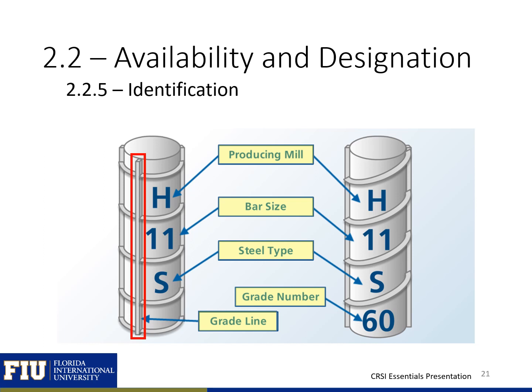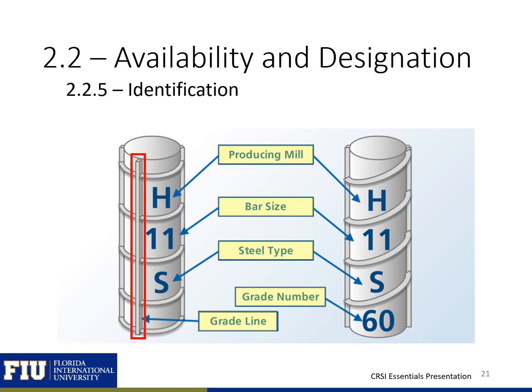ASTM specifications require that identification marks be rolled onto the surface of a reinforcing bar, as shown in this slide. The marks facilitate bar identification in the field. The first identification mark, which is usually a letter, identifies the mill that produced the reinforcing bars. Mill identification marks for U.S. manufacturers are given in the Appendix A of CRSI's Manual of Standard Practice. The second identification mark is the bar size. The third mark identifies the type of steel that was used in the production of the reinforcing bar.